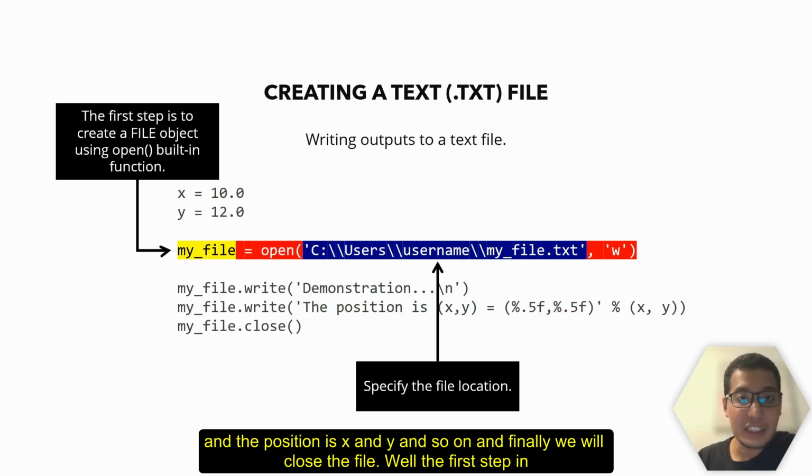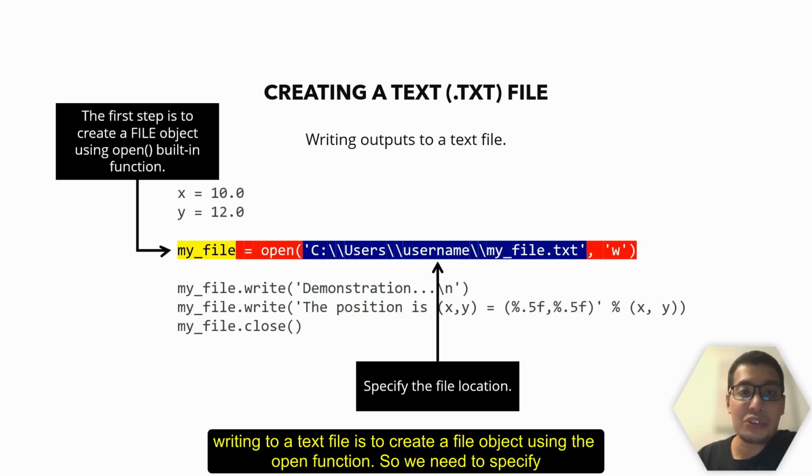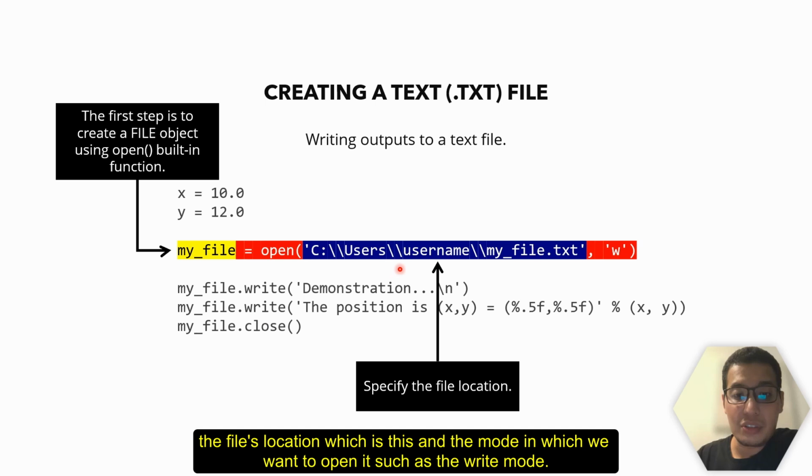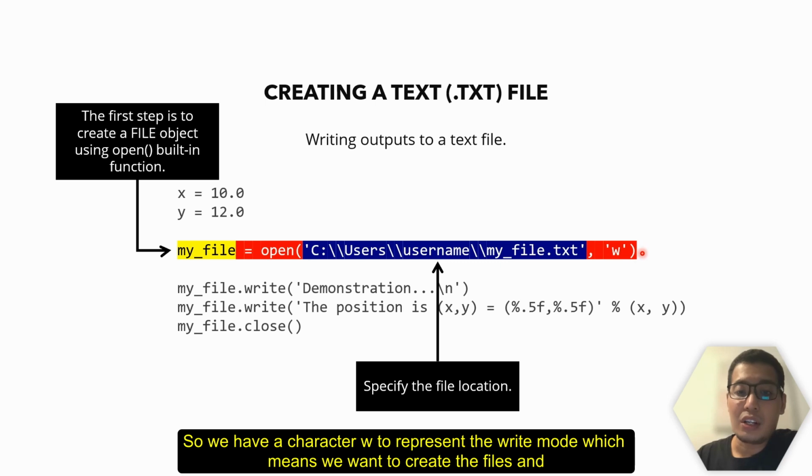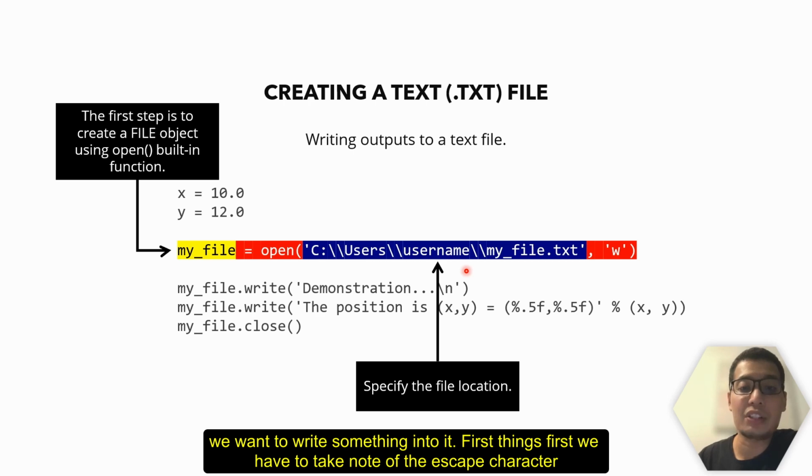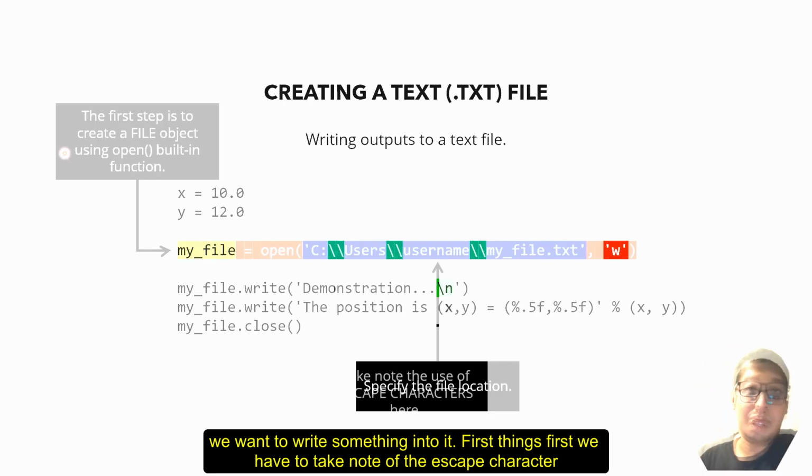The first step in writing to a text file is to create a file object using the open function. We need to specify the file's location, which is this, and the mode in which we want to open it, such as the write mode. So we have the character "w" to represent the write mode, which means we want to create the file and we want to write something into it.